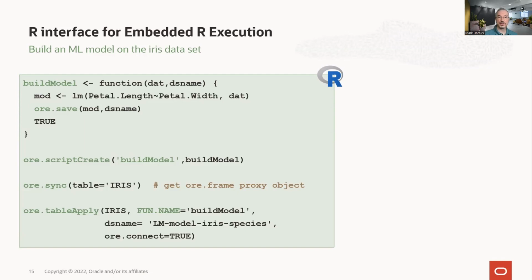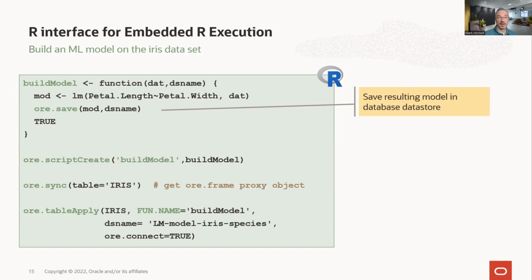Here's the code that builds a linear model, storing it in the database using the datastore, while having the database spawn and manage an R engine to process it. Our user-defined function, or UDF, builds a model to predict species using a data frame passed as the first argument, and saves the model to the database in a datastore using ore.save. The return value is simply the Boolean TRUE.